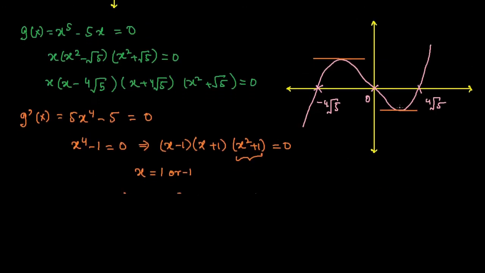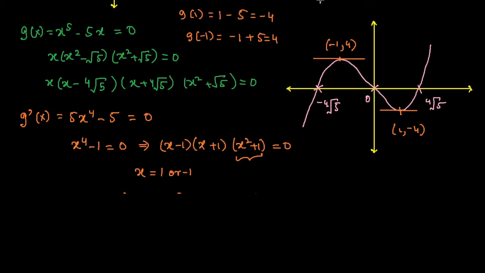So this is the point 1 comma something, but we don't know what this value is, and here it's minus 1 comma something. Now if we put in g of 1, we get 1 minus 5, which is minus 4. So the point is 1 comma minus 4, and if we put in minus 1, we get minus 1 plus 5, which is 4. So we have drawn the graph of g of x equals x to the power 5 minus 5x.